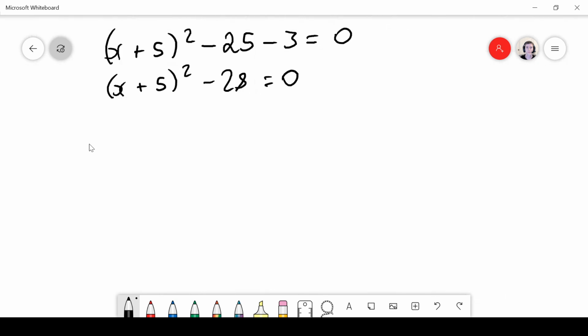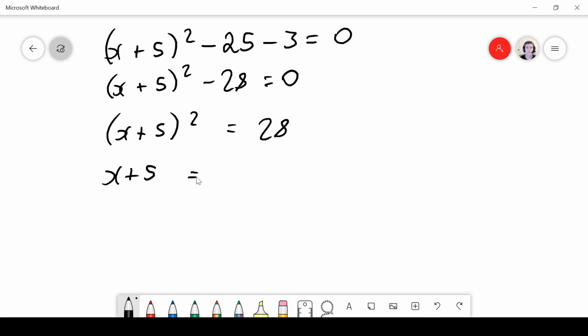So what we do here is we have x plus 5 squared minus 28. We want to add 28 to both sides. So we have x plus 5 all squared is equal to 28. Now, so we just have an x term rather than an x plus 5 squared term, we're going to square root both sides. Because if you square root the left-hand side, we get x plus 5. And if we square root the right-hand side, you'll see what we get.